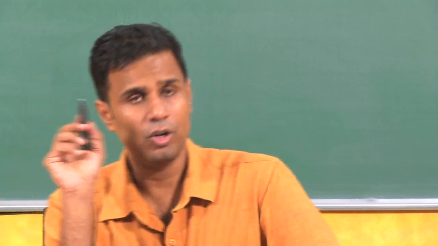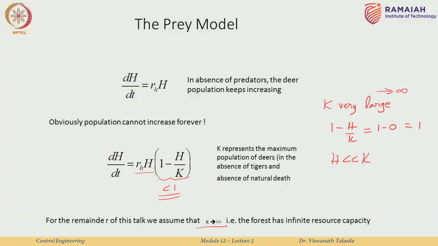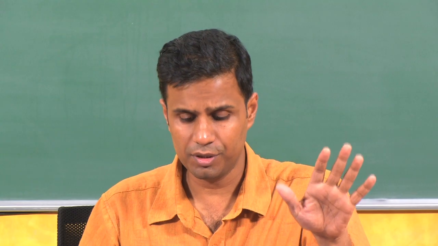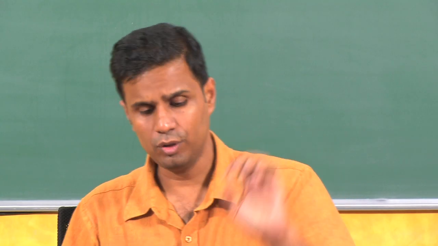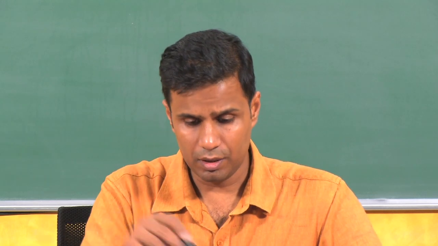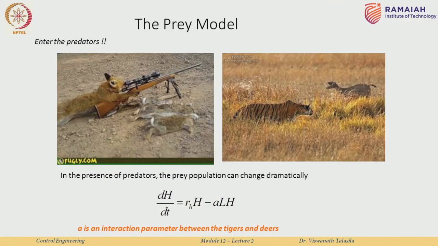However, for the remainder of this talk, without any loss in generality, I will assume that k is very large, meaning I have this hypothetical jungle which can support as many deers as possible. It is not a correct assumption in reality, but we will go with that for now to just show the modeling capability of state space systems, okay. So, this slide basically concludes with the equation which we are going to consider as dH by dt equal to RH times H, okay. So, this is the dynamics of the prey in the absence of the predators, okay.